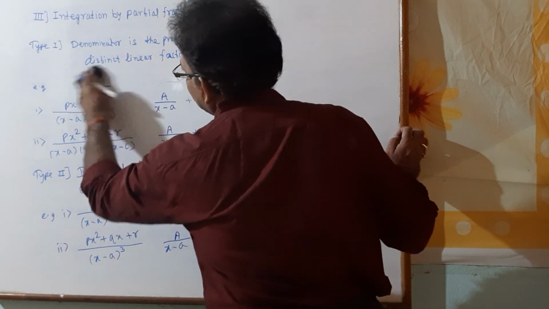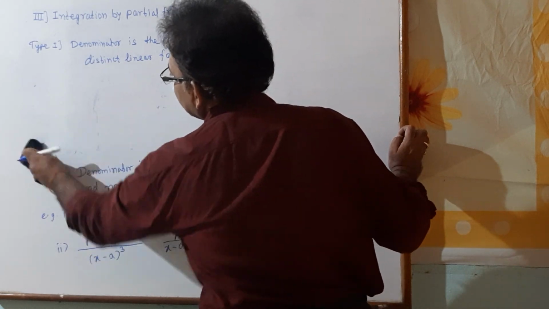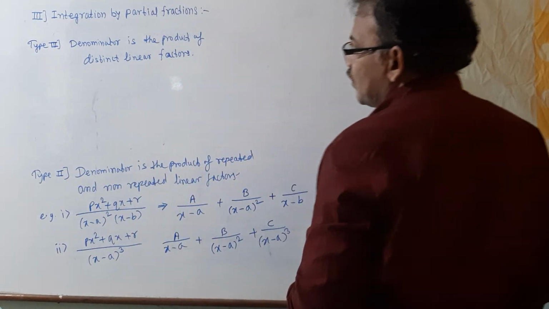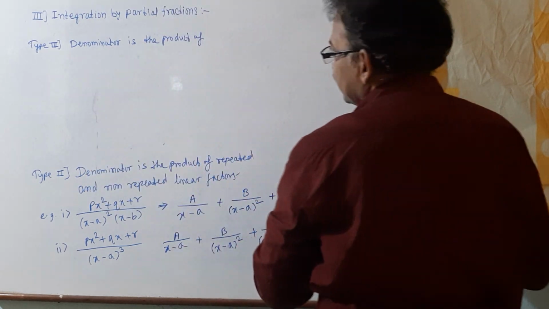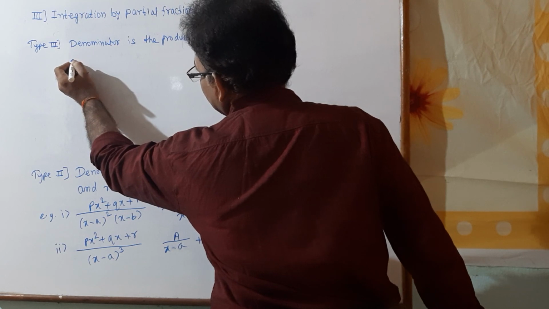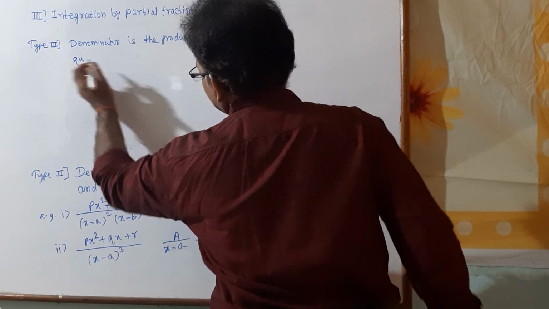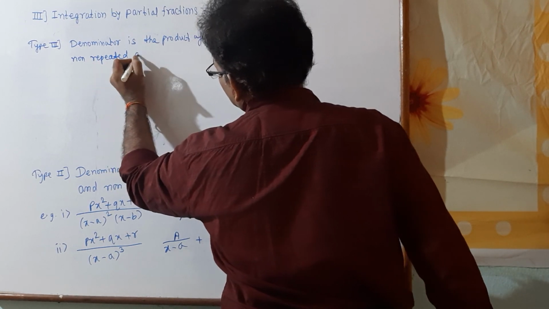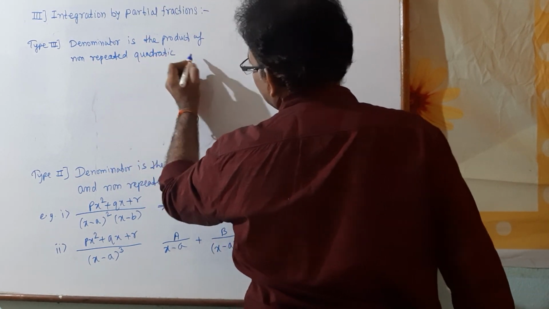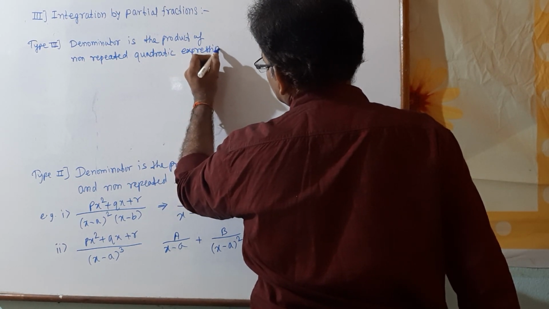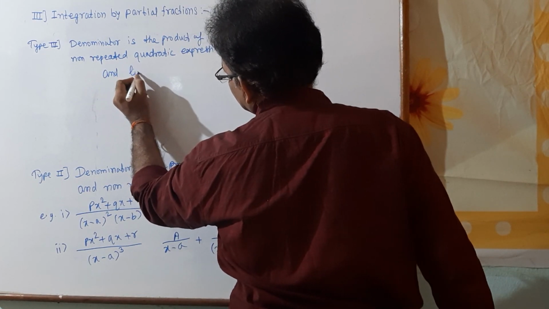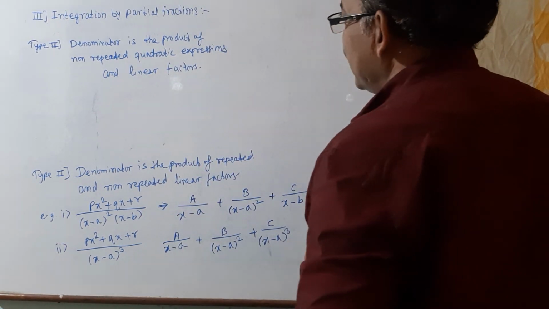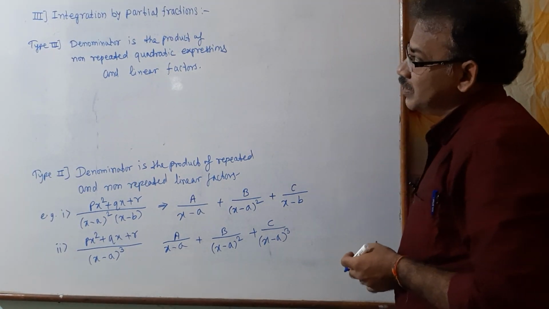Then we will see what type number 3 is. See here, type number 3 also depends upon the denominator. In the third type, the denominator is the product of non-repeated quadratic expressions and linear factors. Note that in the third type, the denominator is the product of non-repeated quadratic expressions and linear factors.